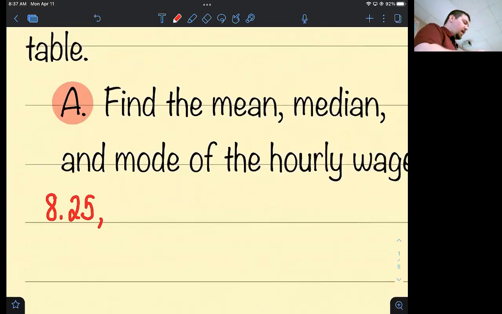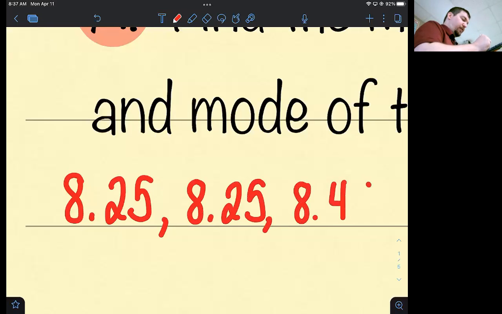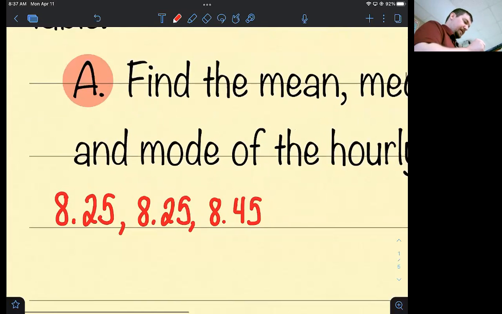Is there, there's 2. Oh, okay, there's 2 8.25s. Okay, so we have to list them both. And then 8.45 was the next one, Jude? Okay. And then what comes after 8.45? 8.65. Okay, so that's half of our numbers right there because I know that we have 8 of them.